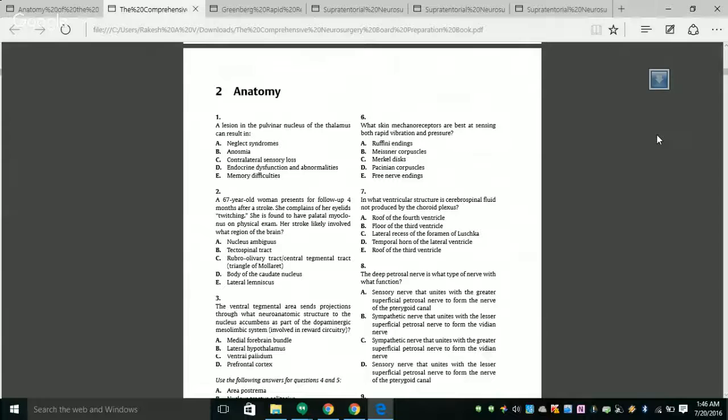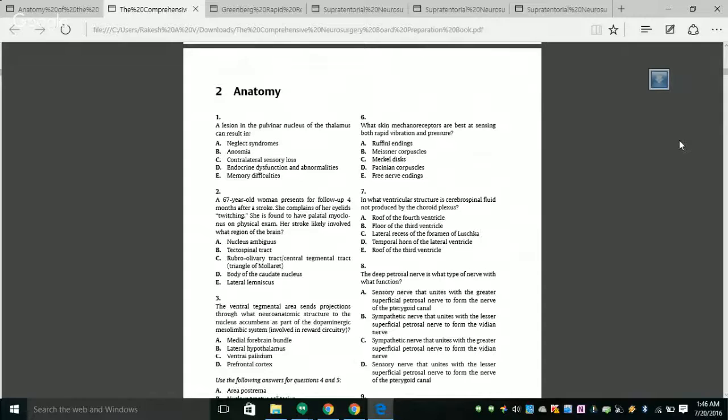Any ideas, Slaven? Well, is it neglect syndrome? Is it anosmia? Okay, we'll analyze it. I just wanted to ask, you have answers to these questions in the back part of the book? Yes. I think we should discuss and then read the answer after we get some speculations. Okay.